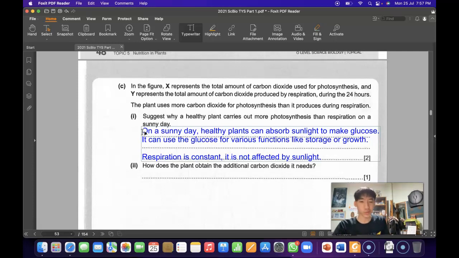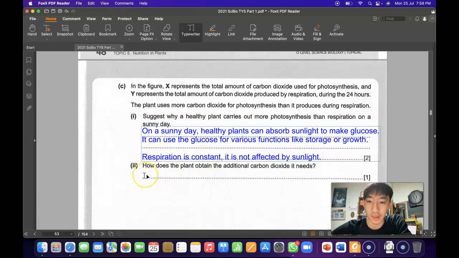I would say this question is a little bit strange, to be honest. When I see this kind of question, I'll be like, what is Cambridge thinking? Make such weird questions. Or rather, the phrasing of the question is a bit weird. How I would answer is I'll just reply a bit like an English essay: on a sunny day, healthy plants can absorb sunlight to make glucose. You can use the glucose for various functions, like storage or growth, or make more cellulose, make more starch, that kind of stuff. But respiration is constant and is not affected by sunlight.